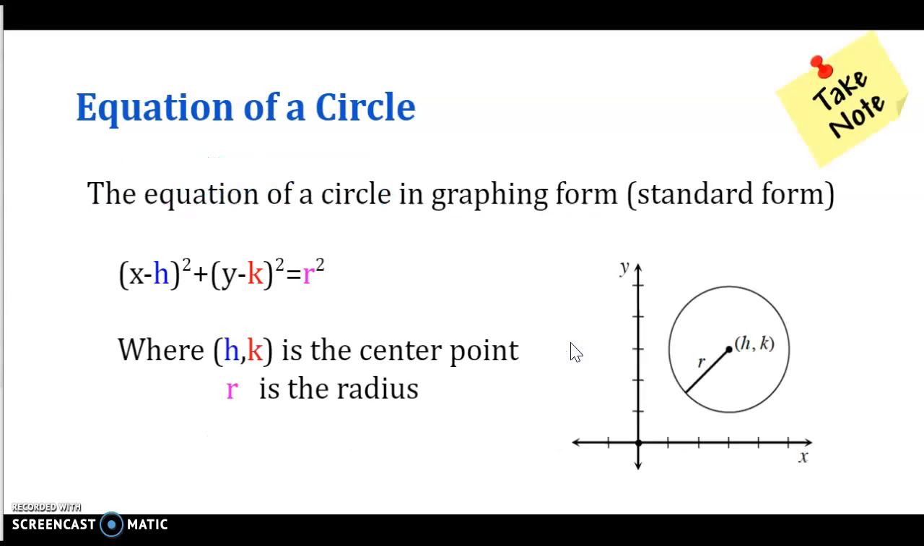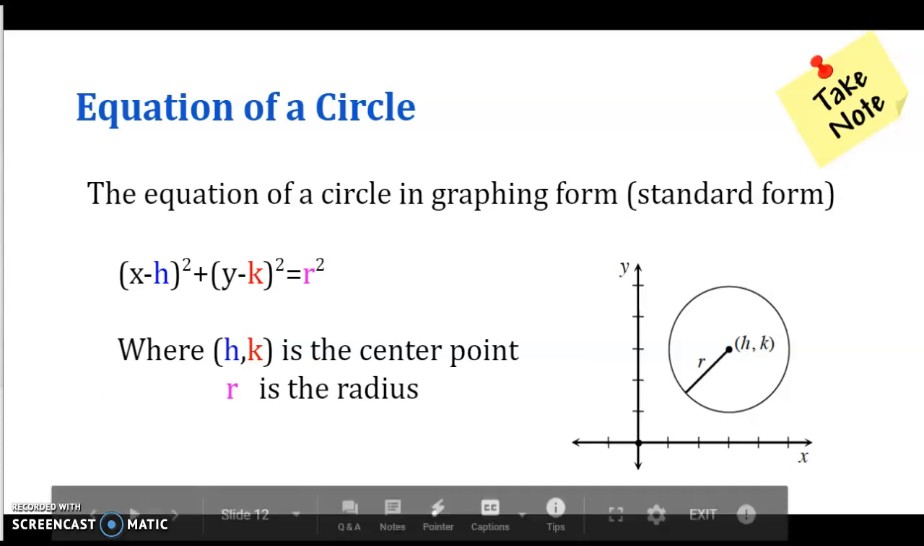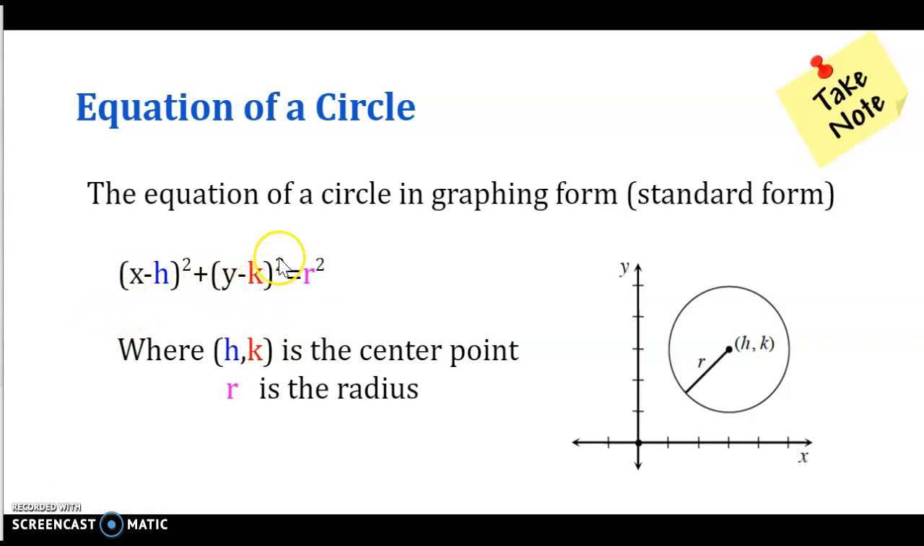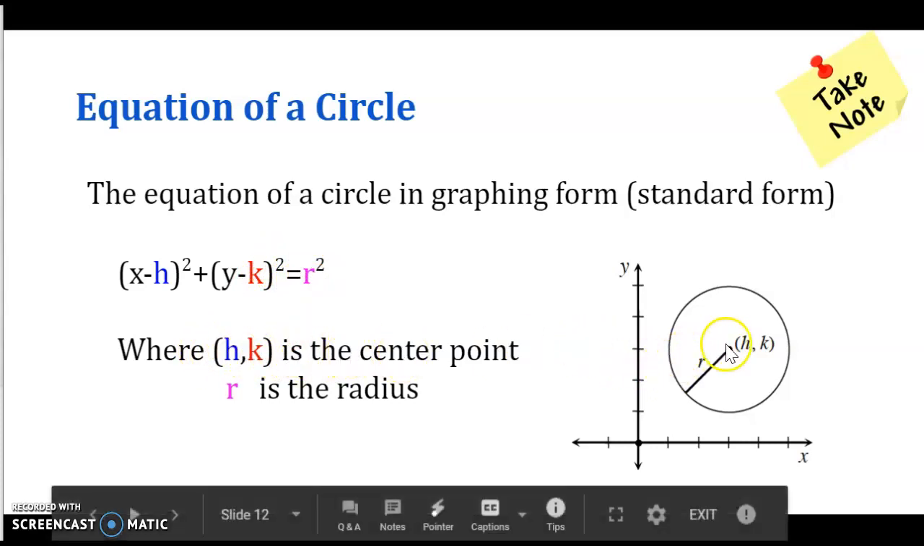Okay, so assuming you've already watched the video, let's quickly summarize what we've learned. The equation of a circle in graphing form or standard form can be described as (x minus h) squared plus (y minus k) squared equals r squared, where h and k is the center point, the coordinate of the center of the circle, and r is the radius.